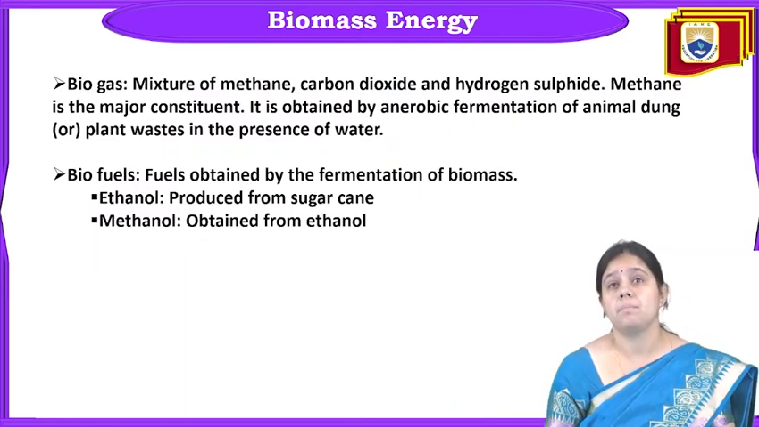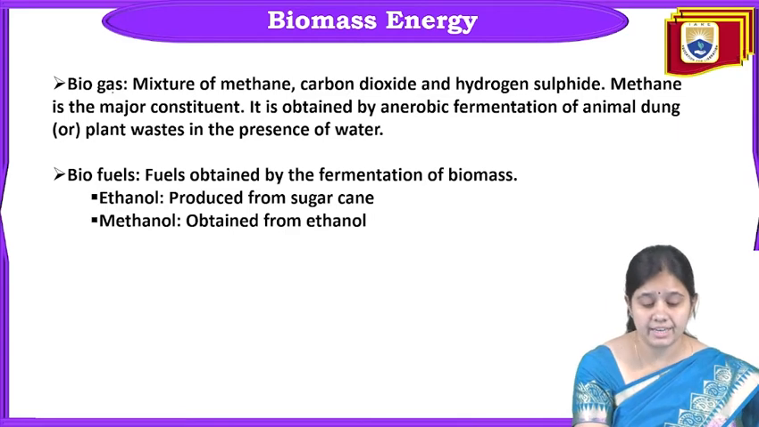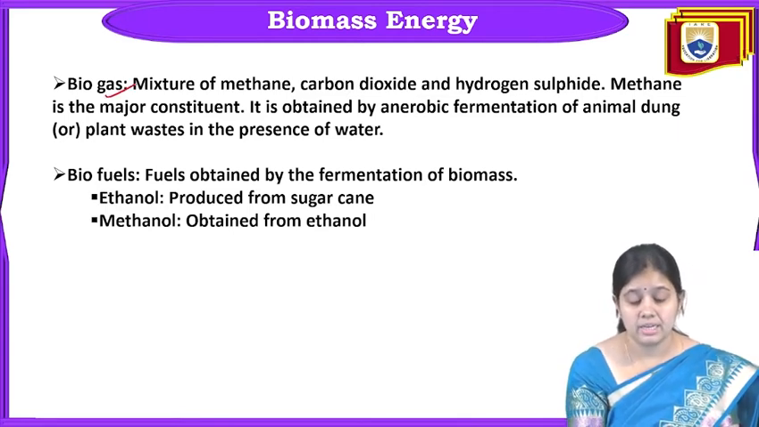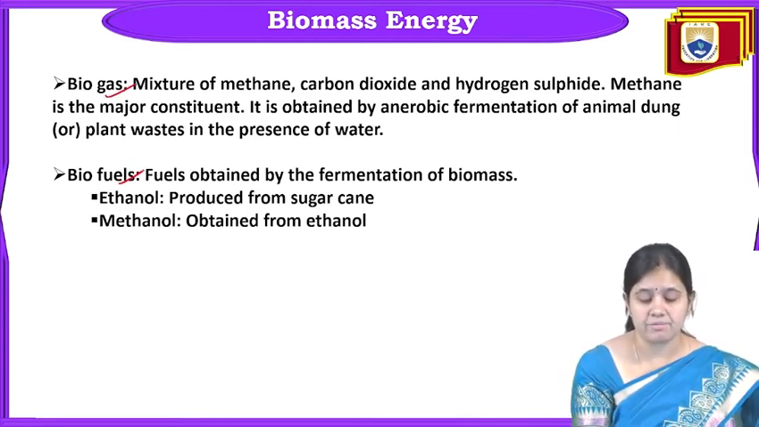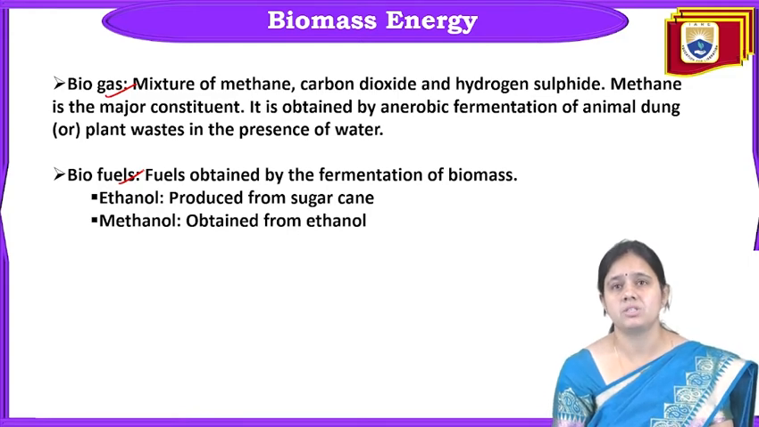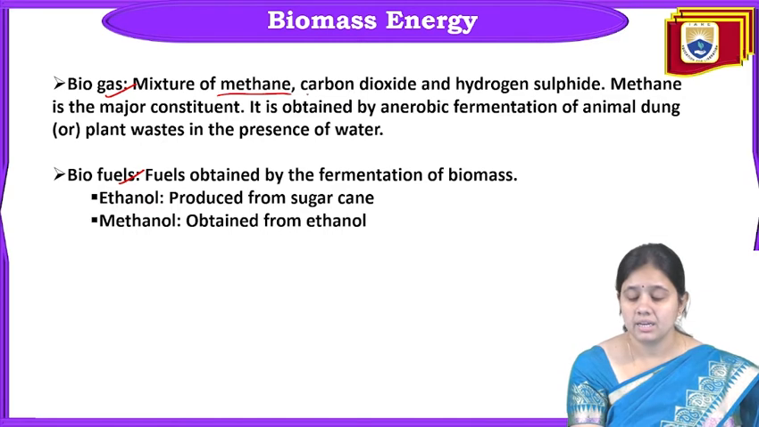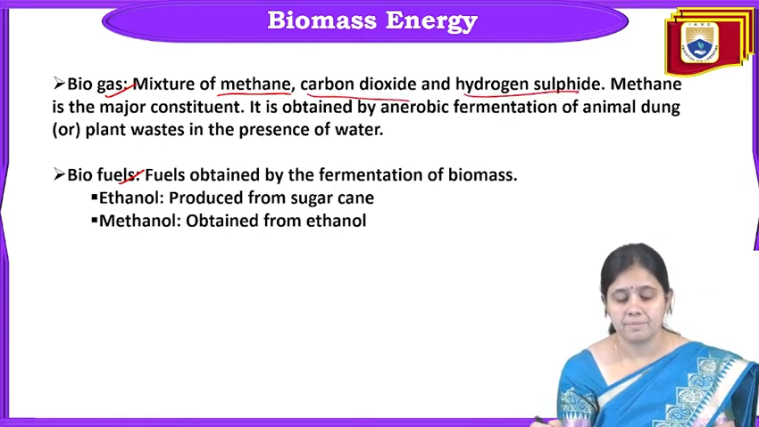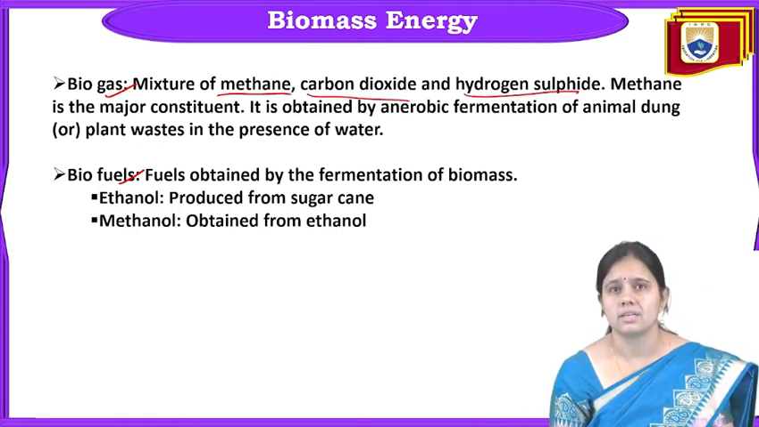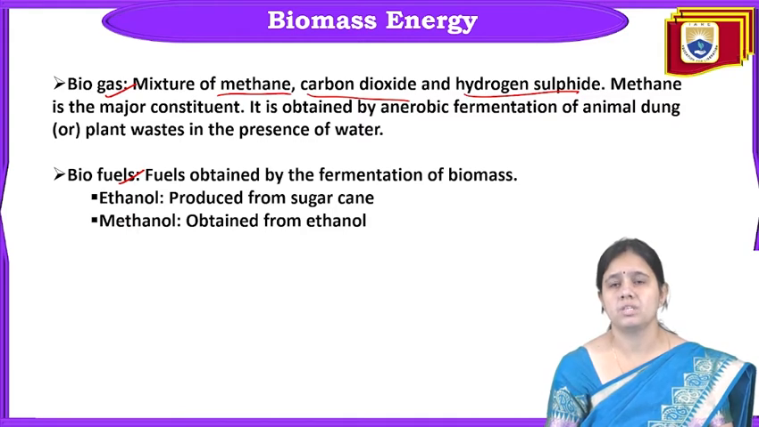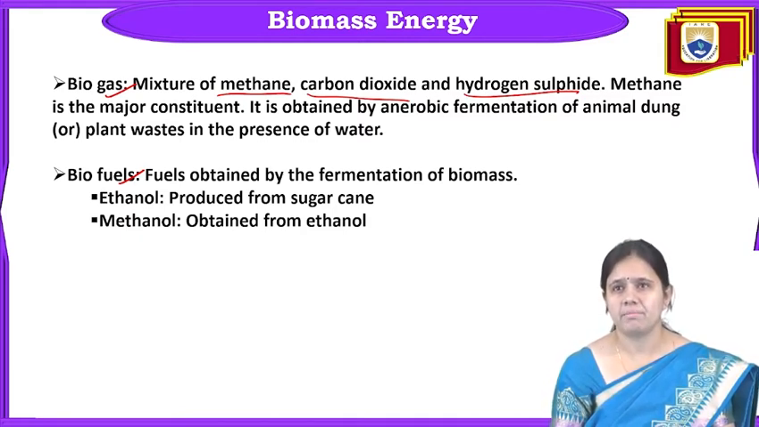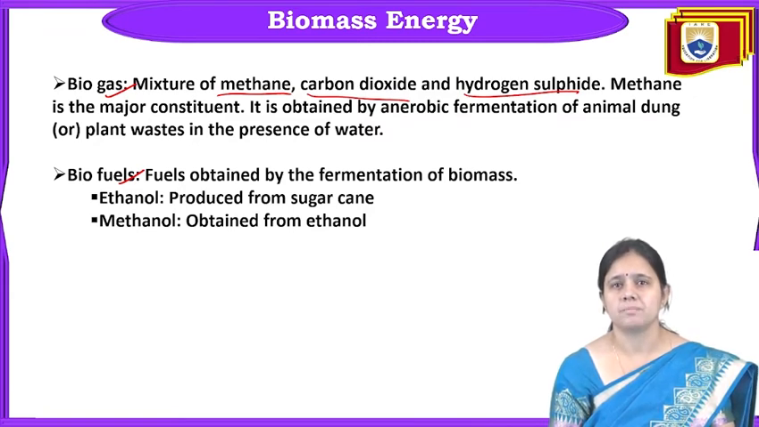Now the examples of biomass energy. First one is biogas. We can use bioenergy in the form of biogas and biofuels. Biogas is nothing but a mixture of methane, carbon dioxide and hydrogen sulfide. Methane is the major constituent of biogas, and it is obtained from the anaerobic fermentation of animal dung or plant waste in the presence of water.